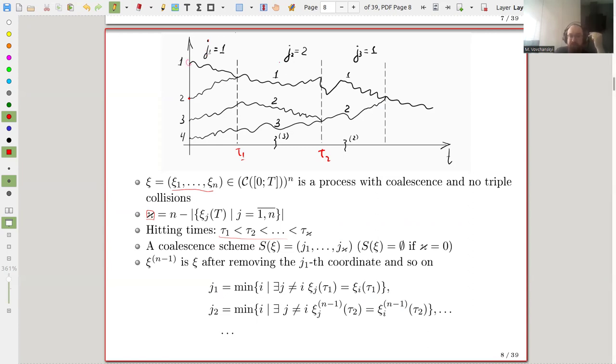Now we start numbering anew. So we have now three processes. Now the process 2 and the process 3 merged. And so the next meeting is described by J2 being equal to 2. If there is no coalescence, I will write that the coalescence scheme is equal to the empty set.